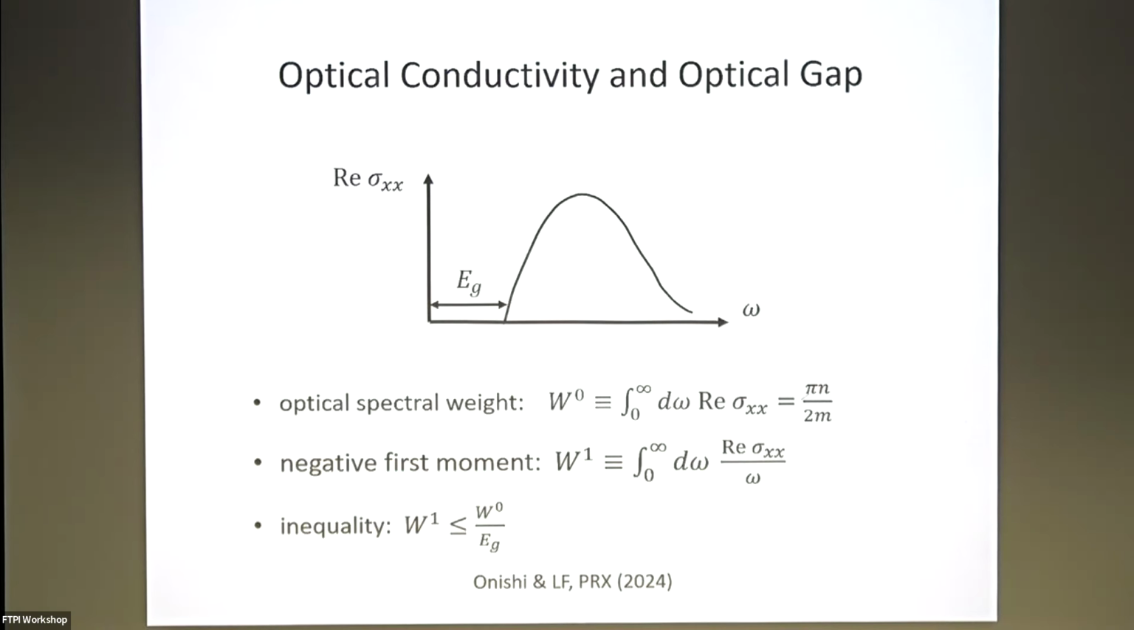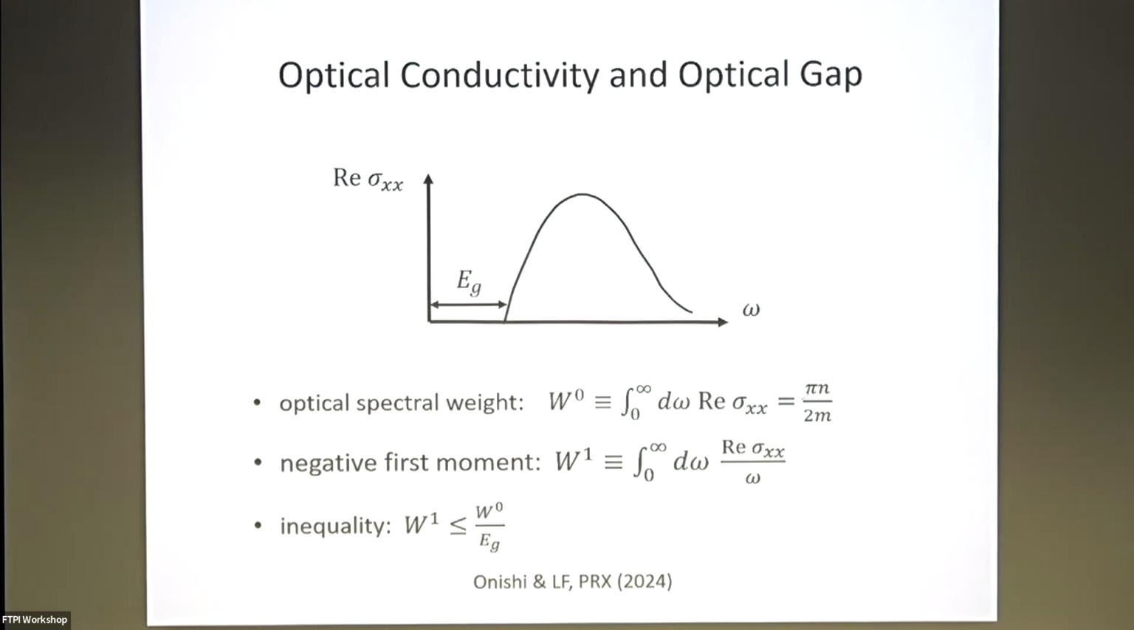So for all kinds of solids, this optical conductivity as a function of frequency can be very complicated, but the total integrated area is very simple. Okay. Now, I also want to consider a new quantity, which is the real part of sigma xx divided by omega integrated over all frequencies. So this is really just the negative first moment of the optical conductivity. Okay, so if we can find out something about this W1 quantity, then combining W0 and W1 will give us a bound on the energy gap.